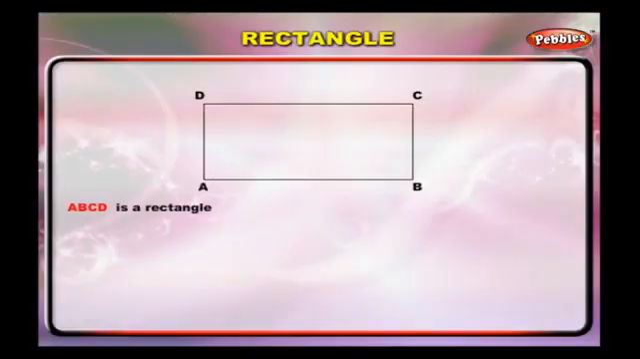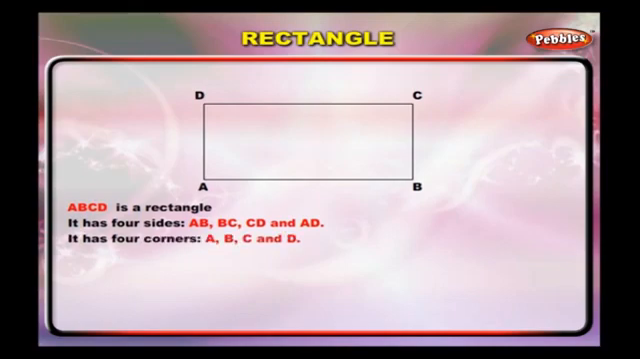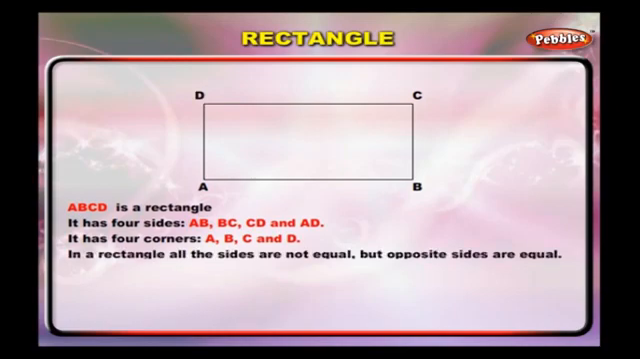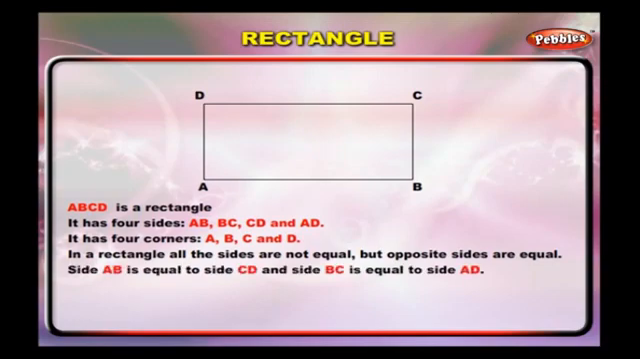ABCD is a rectangle. It has 4 sides: AB, BC, CD, and AD. It has 4 corners: A, B, C, and D. In a rectangle, all the sides are not equal, but opposite sides are equal. Side AB is equal to side CD, and side BC is equal to side AD.